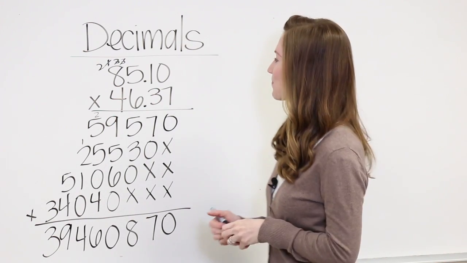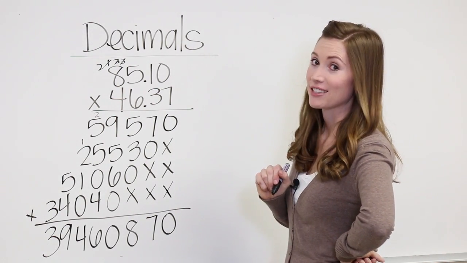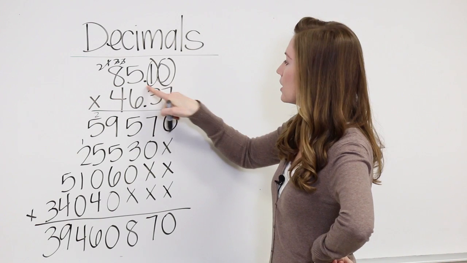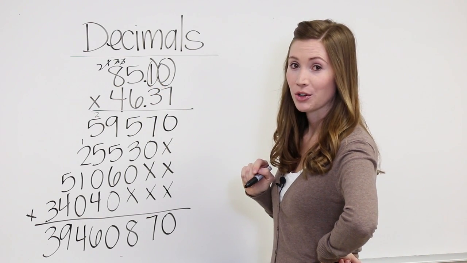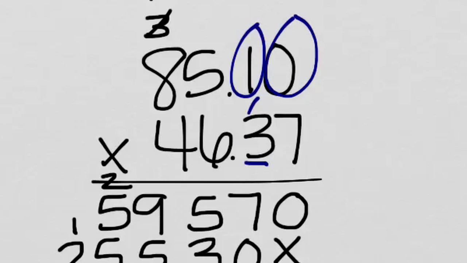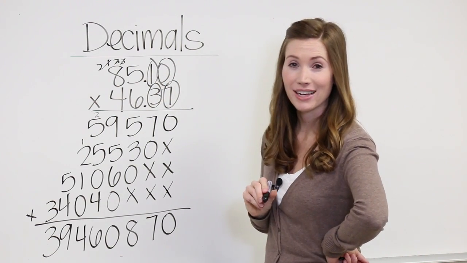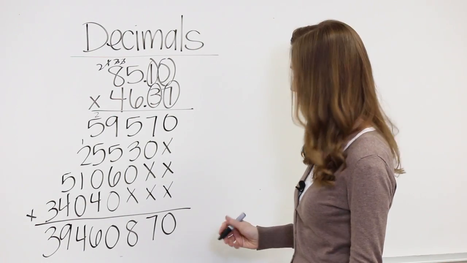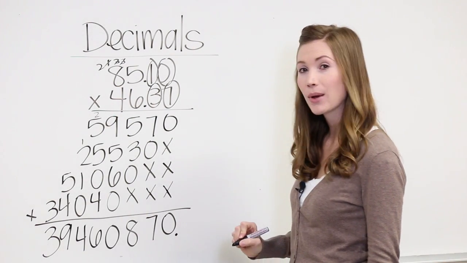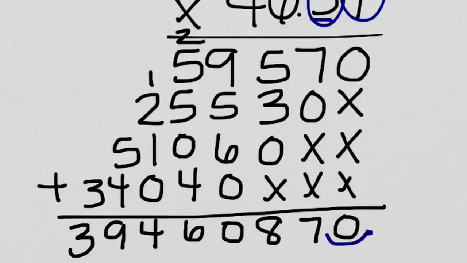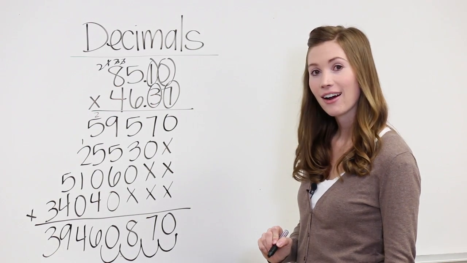What's our last step? We need to account for our decimals. We have 1, 2 digits to the right of our decimal in our first number. And we have 1, 2 digits to the right of the decimal in our second number. So 1, 2, 3, 4, we're moving that decimal 4 times to the left. Let's place our decimal all the way to the right, and then let's move it 4 times to the left. 1, 2, 3, 4. And let's rewrite our final answer.